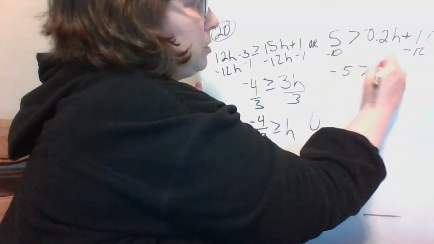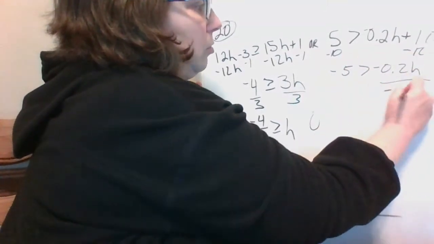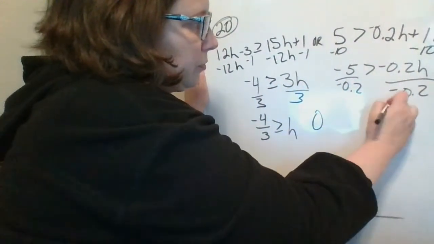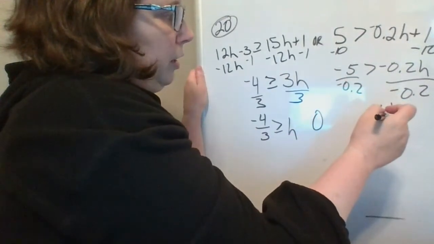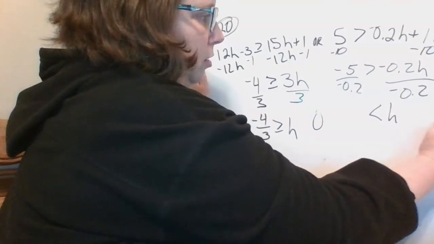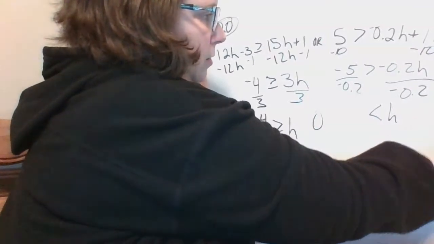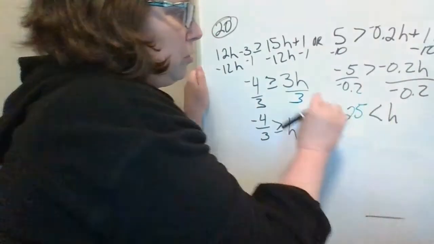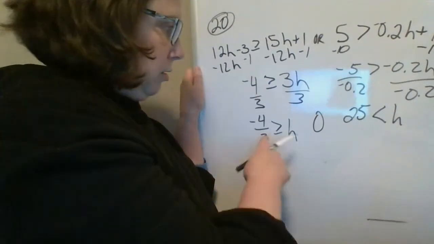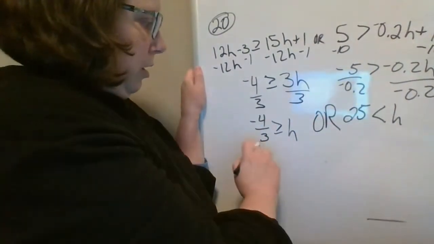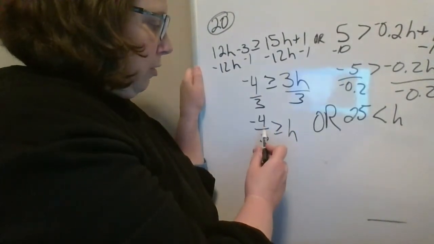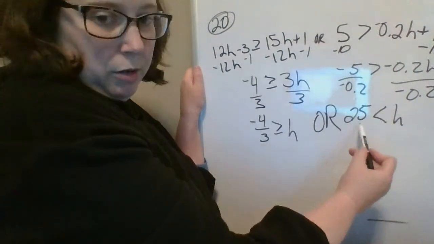Okay, so when we solve this out, we're dividing by a negative, which means we need to flip our inequality. And when I divide that, let's see, I'm going to actually do it. 5 divided by that, we get 25. It's positive because you had negative divided by negative. So now I have my 2 inequalities that are part of my solution. We have h is less than or equal to -4/3, or h is greater than 25.